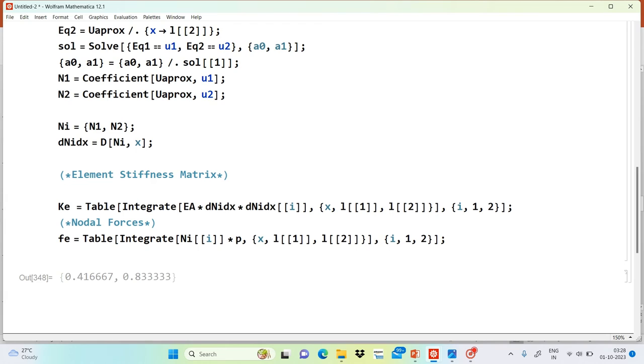Now we will go for the assembly. Assembly means for the different elements: element 1, element 2, element 3. Right now we have done it for one element only. Now if we want to have the assembly part, then we have to see very carefully. How to assemble the matrix.